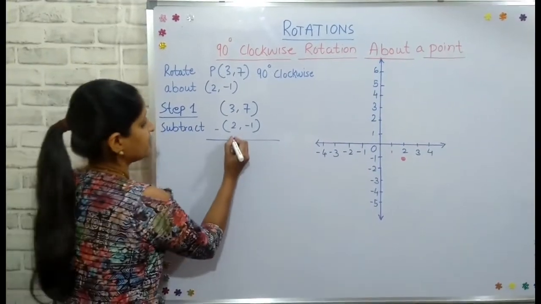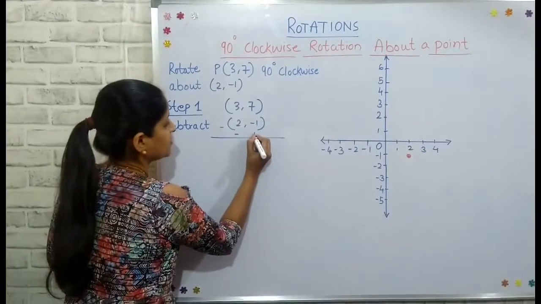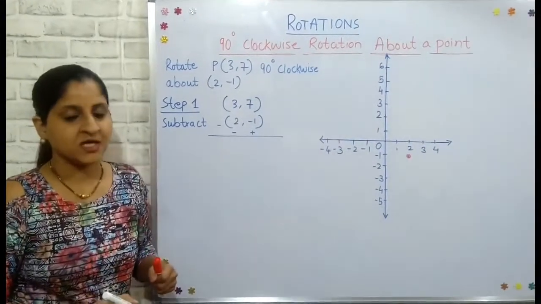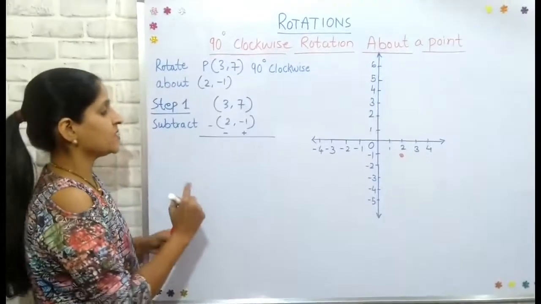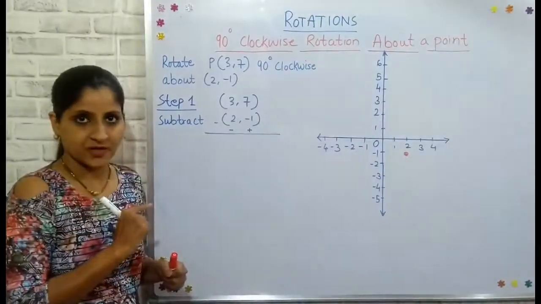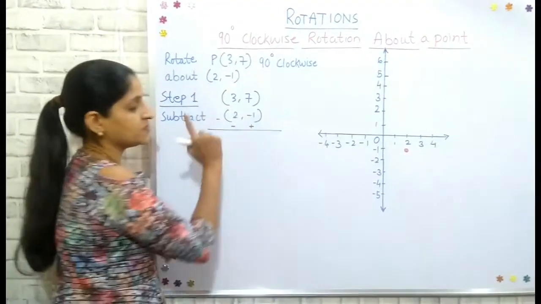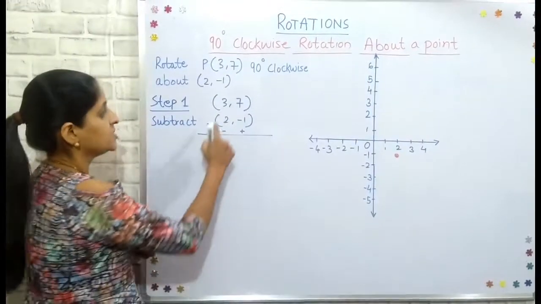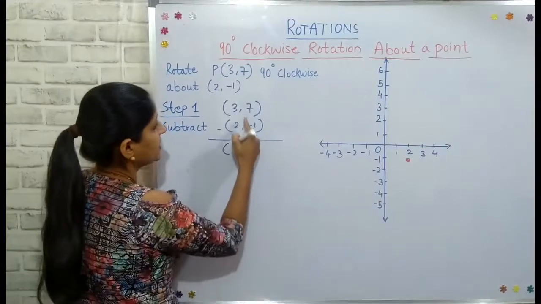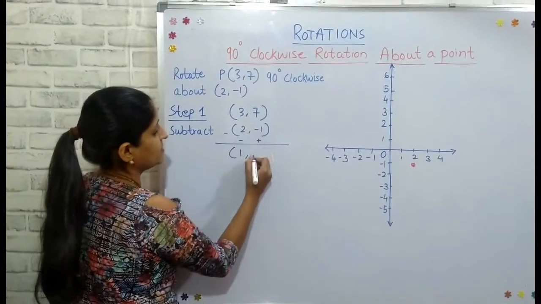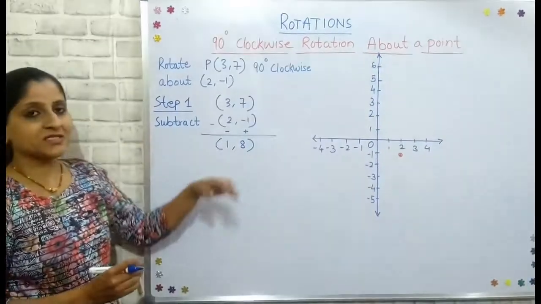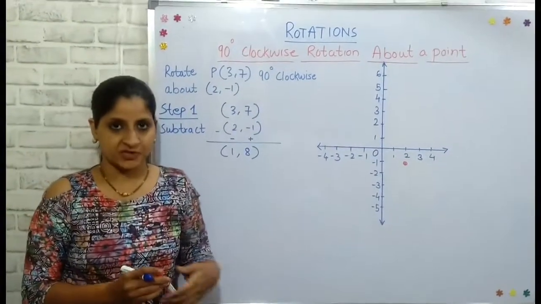Always remember, when we subtract, the sign of any number changes. While subtracting, we also have to be mindful that we subtract the x coordinate from the other x coordinate and the y coordinate from the other y coordinate. So here, after subtracting 3 - 2, I obtain 1, and 7 plus 1 becomes 8. So these are the 2 coordinates that I have obtained after subtraction.